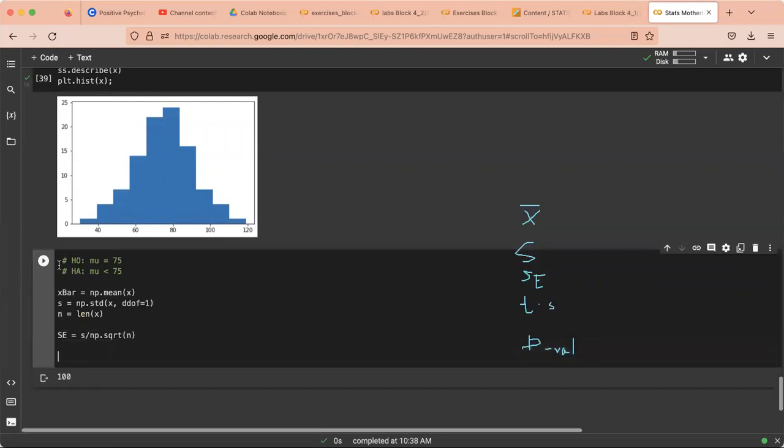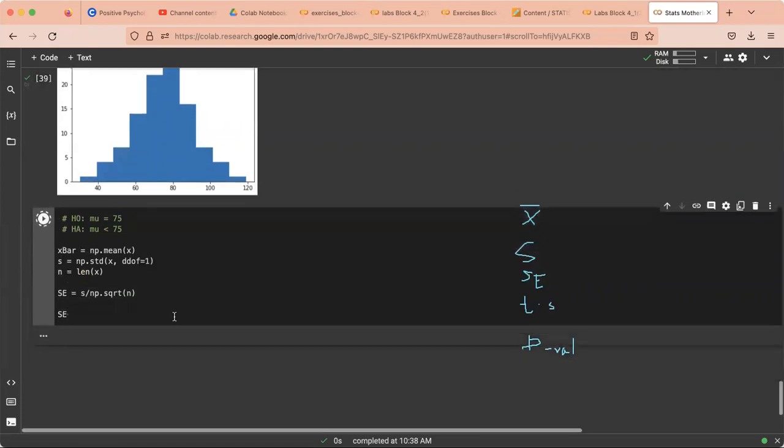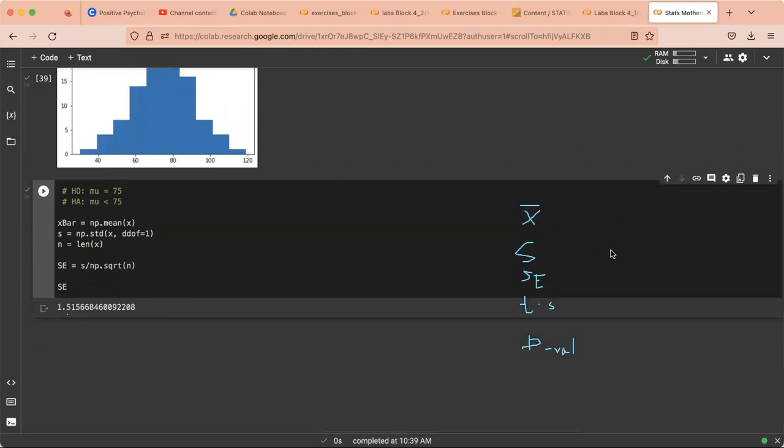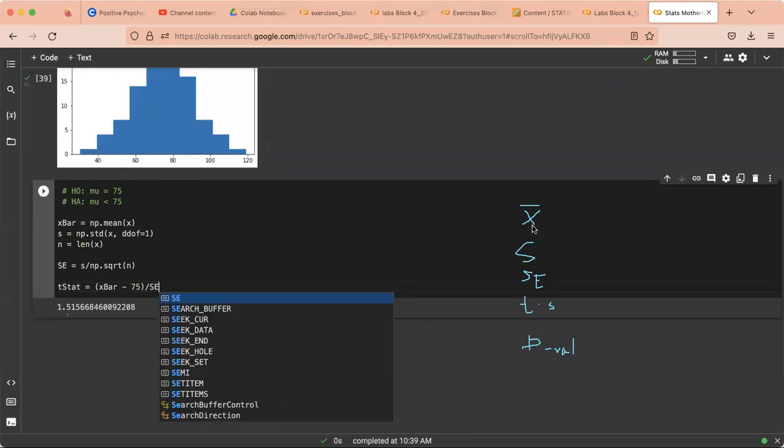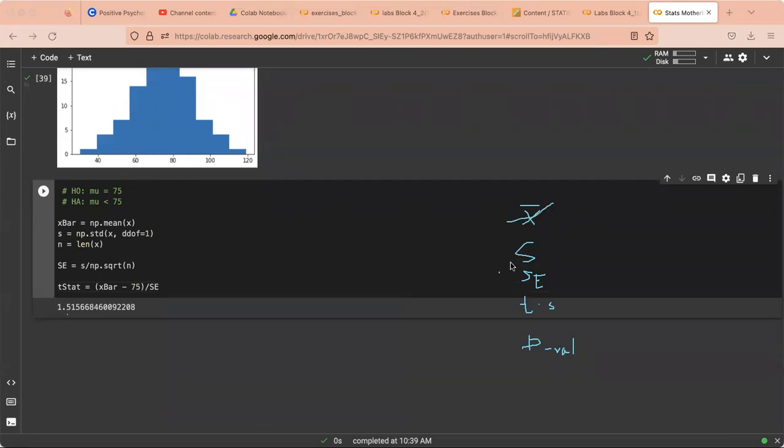So once we have all of that, let's just get our standard error. So it's 1.51. We're going to get our t-stat. Our t-stat is, again, x minus mu, divided by your standard error. So in this case, it is x bar minus 75, which is your predetermined mu, divided by your standard error. Here you can see our checklist: we have our x bar, our adjusted S, our standard error, and we finally got our t-stat.